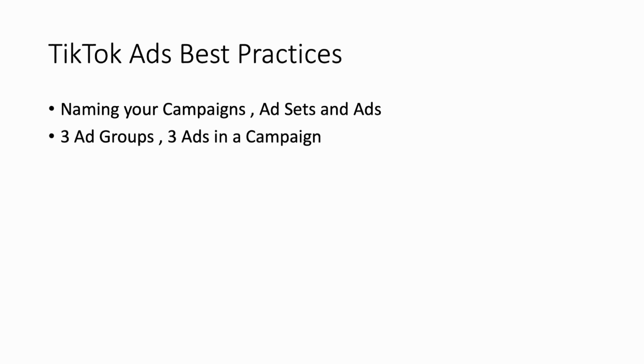Second one is ensure that whenever you create a new campaign, you have at least 3 ad groups and 3 ads in a campaign. So what happens here is if you have only one ad group or one ad, you do not give TikTok enough room for testing. So you need to give more options to the algorithm so that they can find your audience better and test different options with the audience. So whatever option works best, you can use that one later on.